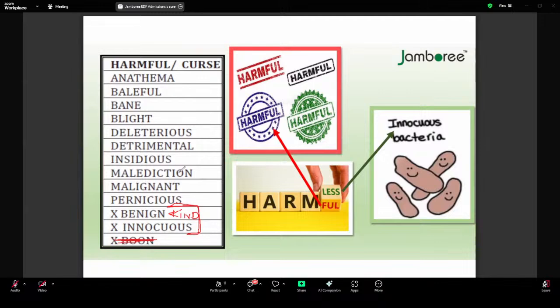Insidious, malediction, malignant. Normally, when people get cancer, this is a common word I've heard a lot. Benign cancer can be cured; malignant cancer is pretty much going to take you all the way to the penthouse. Oh God. Okay, anathema. Anathema directly means curse. The curse. Like corruption is an anathema of modern society.